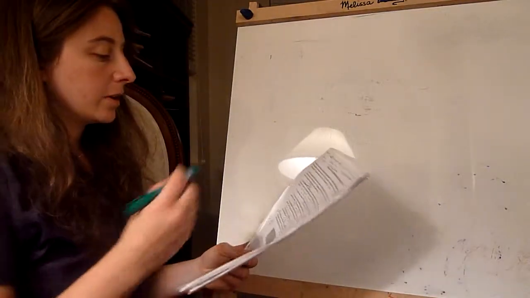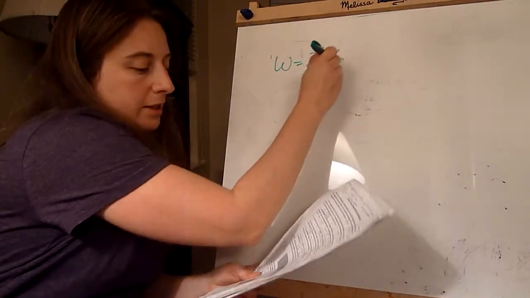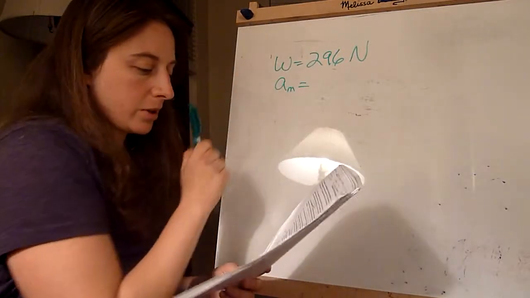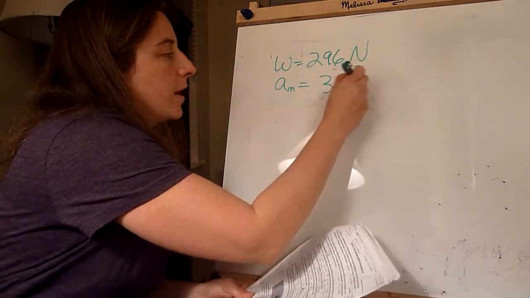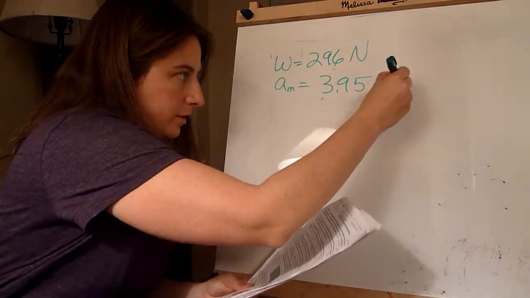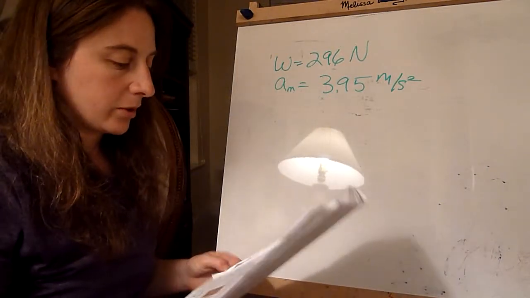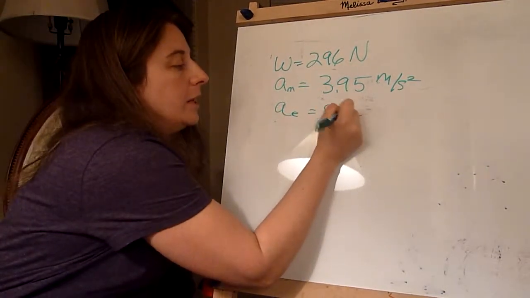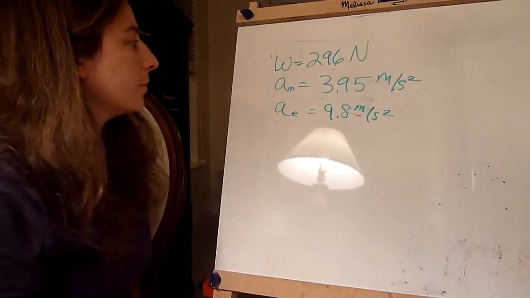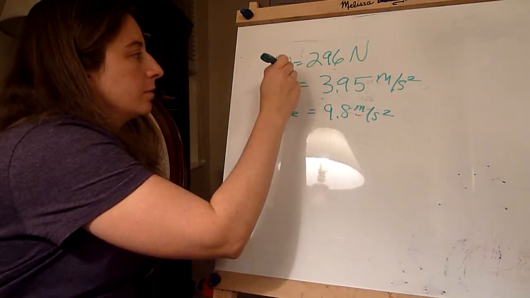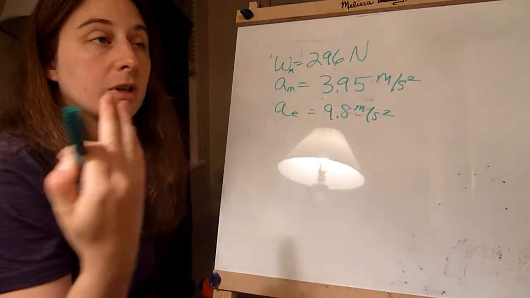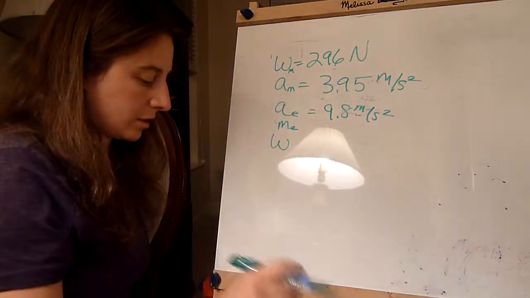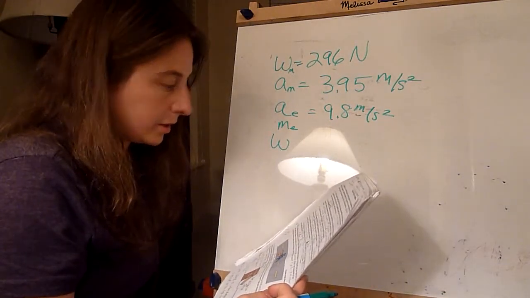Okay, so we have a weight of 296 newtons on Mercury. We have an acceleration due to gravity on Mercury of 3.95 meters per second squared. How much does she weigh on Earth? Well, what else do we know? You have to think what you know. Acceleration on Earth, 9.8 meters per second squared. So we can easily use weight on Mercury and acceleration on Mercury to find mass on Mercury. Of course, we know mass is the same no matter where you are. So then we'll know mass on Earth, and we can find whatever it wants to find, probably weight on Earth.